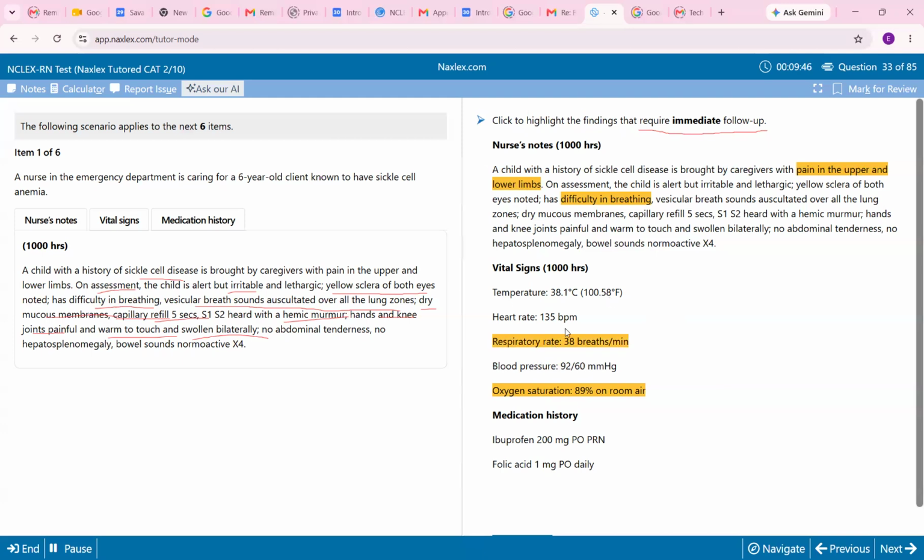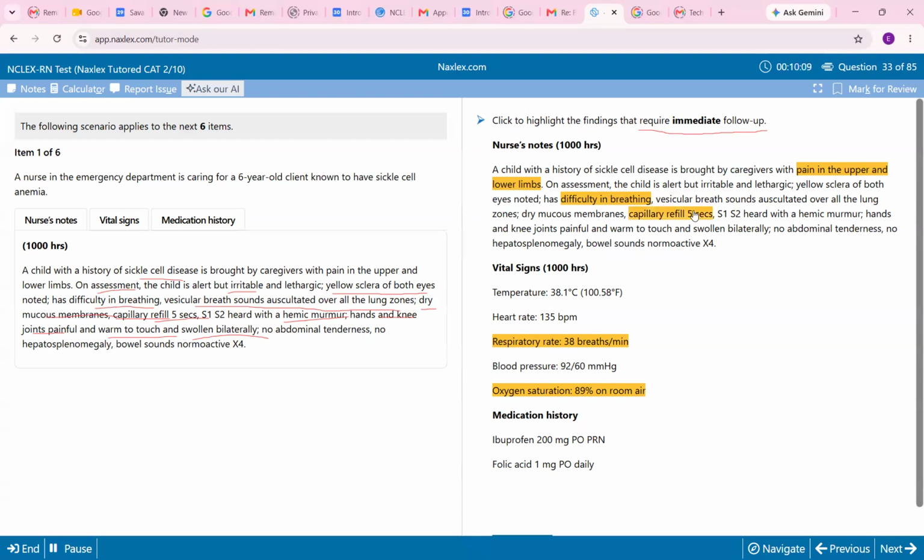Hemic murmur is something some cases will have in anemia cases, right? The pain is expected in sickle cell crisis. Difficulty breathing. And capillary refill is abnormal now. Yeah, dose again is normal.